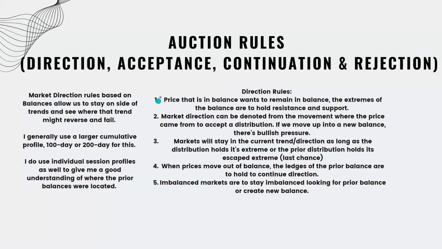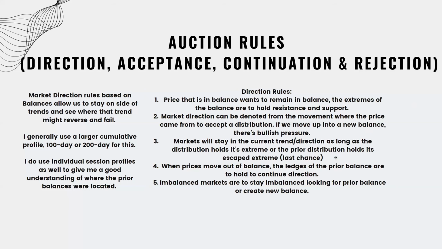So let's look at the rules for direction. I'll break each one of these down, obviously with examples. Rule number one, price that is inside of balance wants to remain inside of this balance. The extremes of set balance are to hold as resistance and support. That's the general thought process around these auctions. Number two, market direction can be denoted from the movement where price came from to accept the distribution. This sounds confusing. We'll take a look at an image.